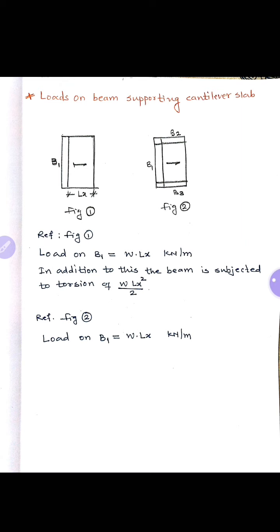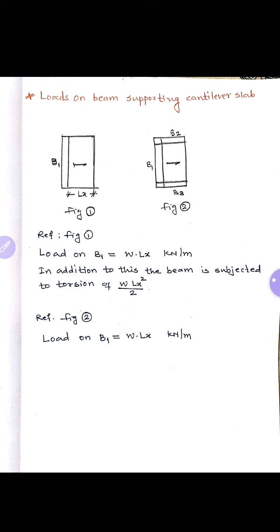Now let us consider figure 2. Herein we have B1, B2 and B3. But you can see the slab is cantilever and the total load is taken care of by B1. Load will not be there on B2 and B3. Now herein also the load on beam B1 is W into Lx. But what is the difference?